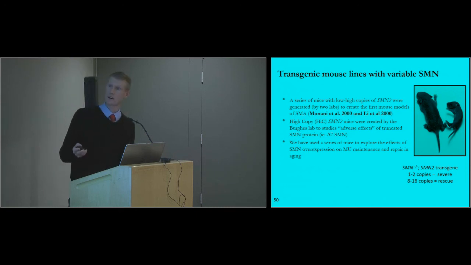So let me tell you a little bit about these mice that we call high copy, or high C, mice. In 2000, almost 20 years ago, these mice were generated where there are low levels of SMN, and then they have mice that actually have 8 to 16 copies of SMN2, so that they have very high levels of SMN protein from this backup gene. And basically, these are the mice down in the vivarium that I was interested in.